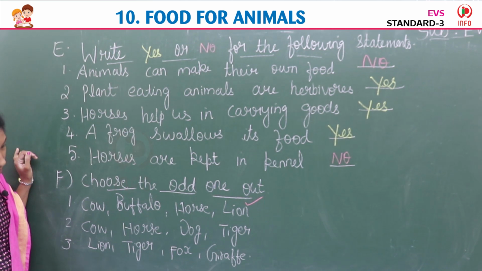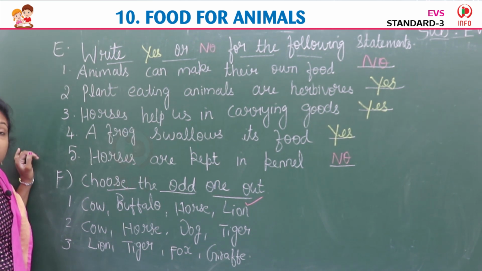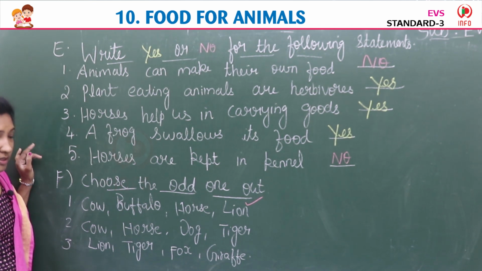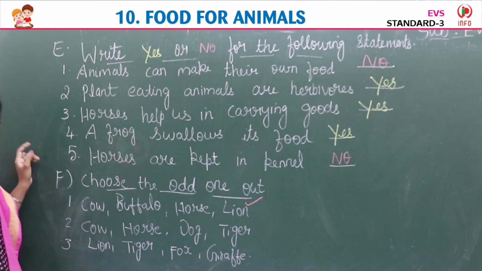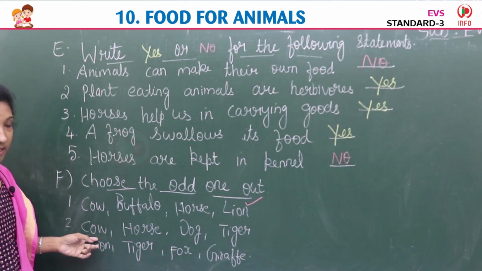Dog is what? It is carnivores. Tiger is also carnivores. But think in another angle, in another way. Domestic animals, we say. We learned domestic animals also, isn't it? Farm animals. Animals that are kept in the farm. Animals which are useful to us. They are domestic animals. So in that way, cow is a domestic animal.